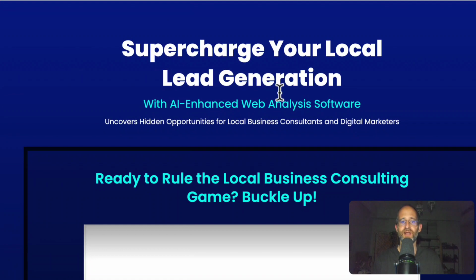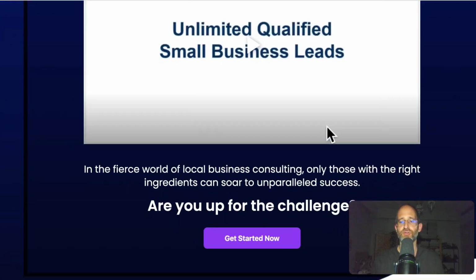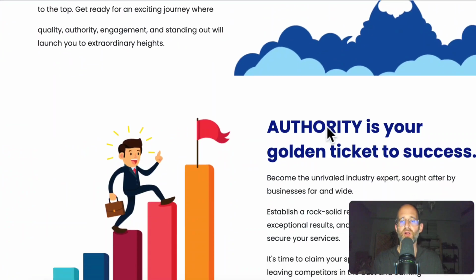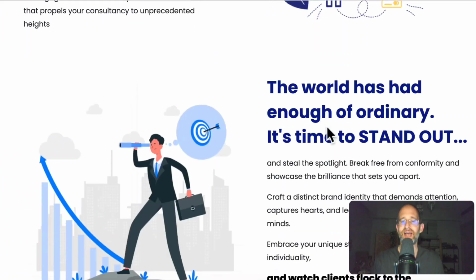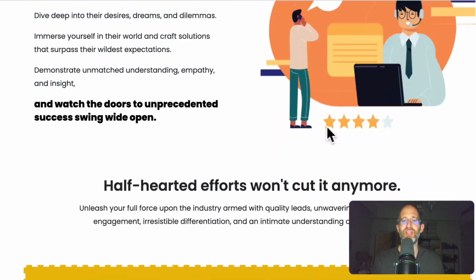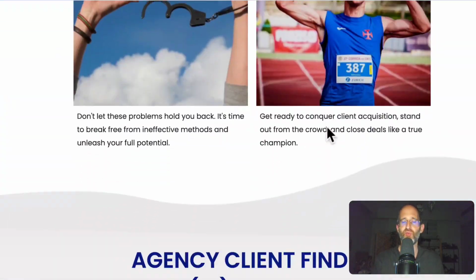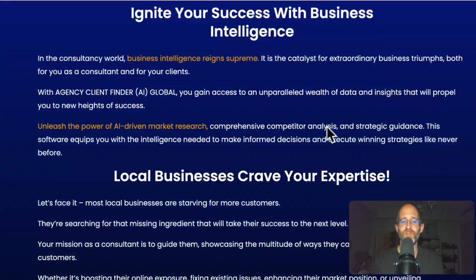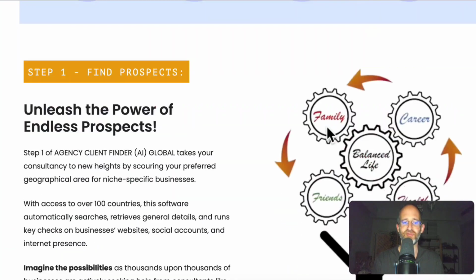Let's take a look at the sales page here together. It says supercharge your local lead generation with AI-enhanced web analysis software, uncovers hidden opportunities for local business consultants and digital marketers. So essentially this software is going to find qualified leads for you, ones that are actually going to be responsive so that you can spend your time going after the right kind of leads and not chasing people all around and going after the wrong people.